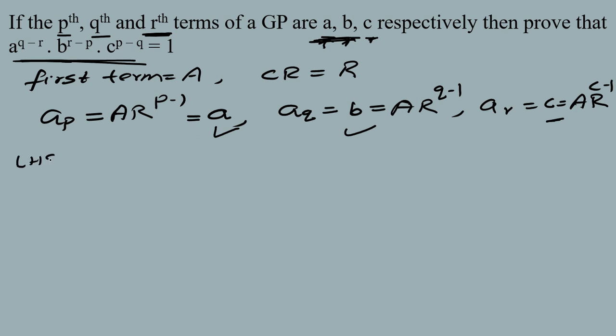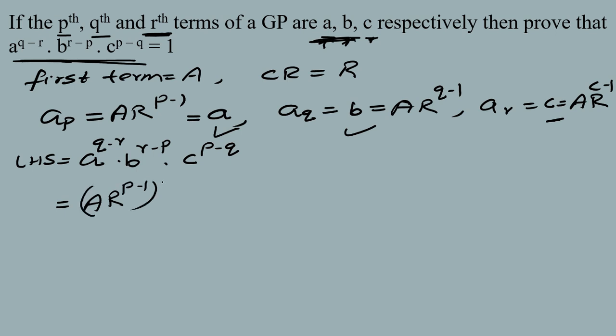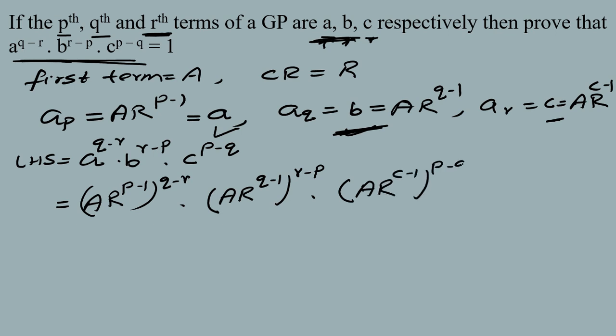So what is the left hand side? What we have to prove here is A to the power Q minus R times B to the power R minus P times C to the power P minus Q. So just place the values. The value of A is AR raised to the power P minus 1, to the whole power Q minus R, times the value of B, which is AR raised to the power Q minus 1, to the whole power R minus P, times C, which means AR to the power R minus 1, to the whole power P minus Q.